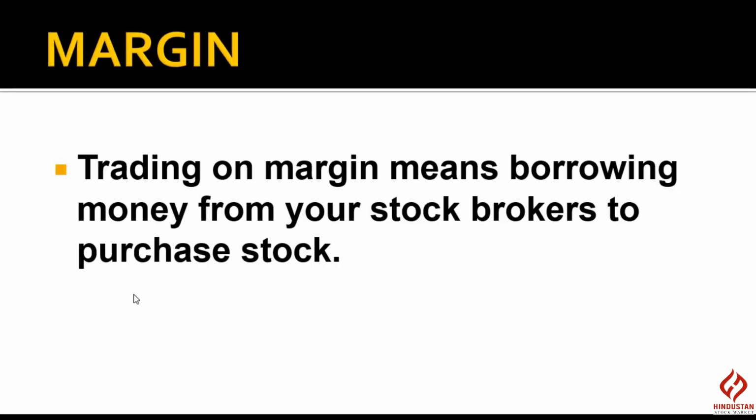Next is margin. Trading on margin means borrowing money from your stockbroker to purchase stocks. So let's understand this concept better. Let's say you buy a stock at 100 rupees and you sell the stock at 105 rupees. So here your profit is 5 rupees. However, this is a very small profit.